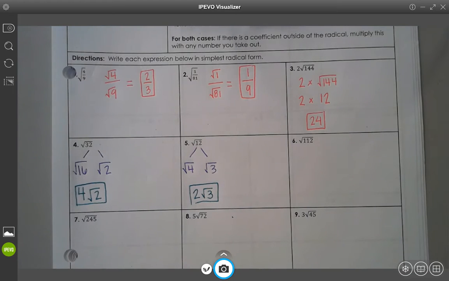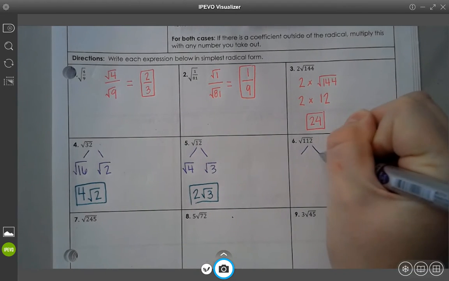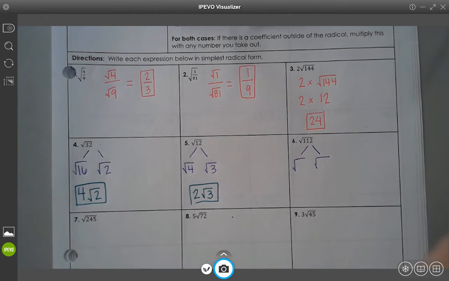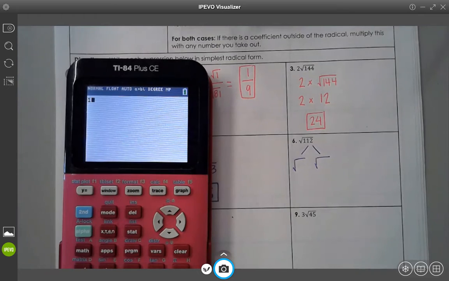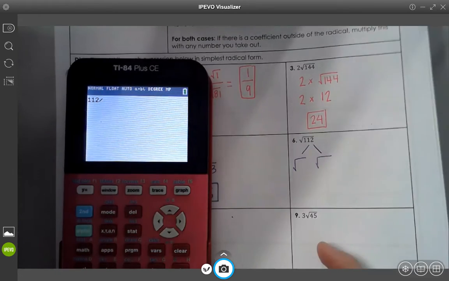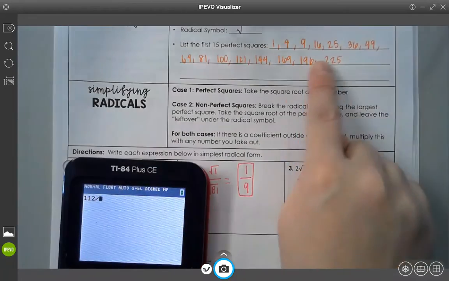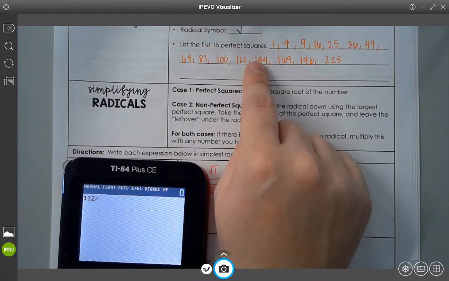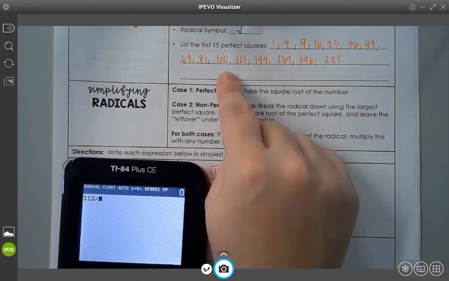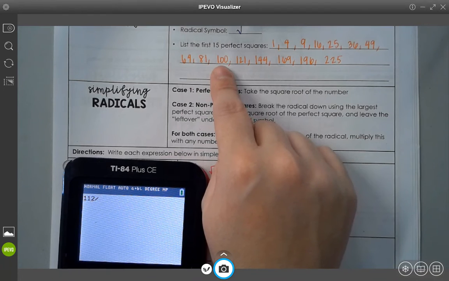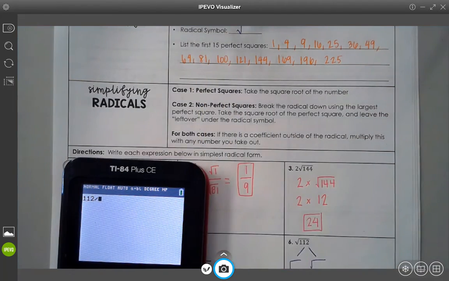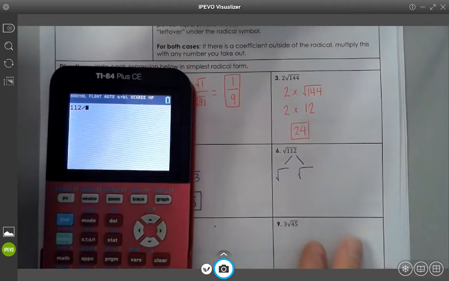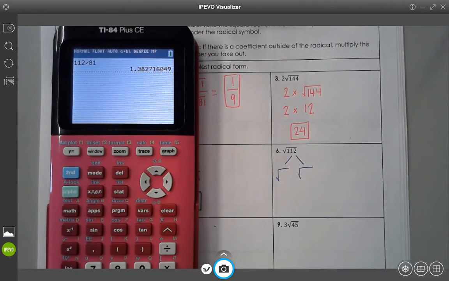Let's go to number 6. 112. We're going to start dividing by my perfect squares. So I'm looking at my list from up here. You don't want to start with any number bigger than 112. And you know 100 does not divide into 112 evenly. So start with 81. So 112 divided by 81.